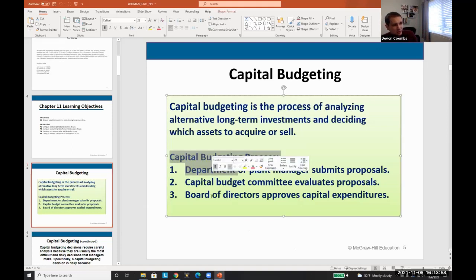So the capital budgeting process is, if we're a large corporation, a department or plant manager is going to submit proposals on what they think should be a good use of the money. And then a committee will evaluate those proposals. And then depending on the size, an executive or the board of directors might approve it. This could be for anything. So it could be if we're going to invest in a customer, if we're going to sell something to a customer, if we're going to build a project, if we're going to build a new office, all of that goes into capital budgeting.